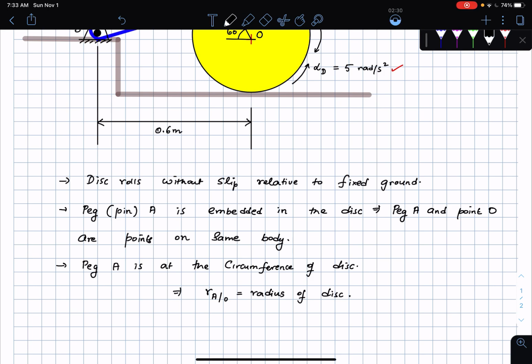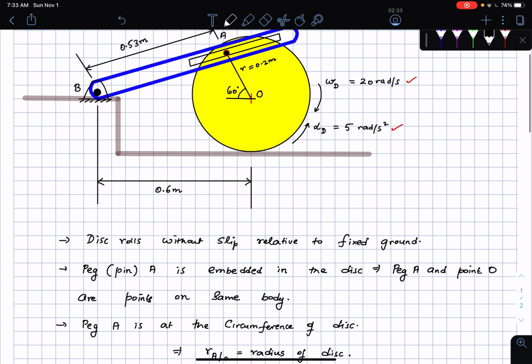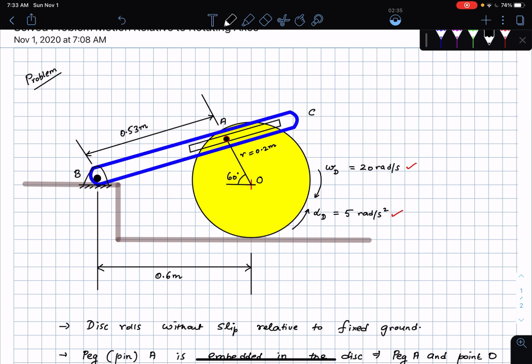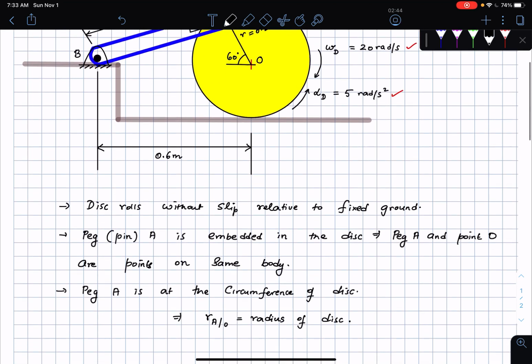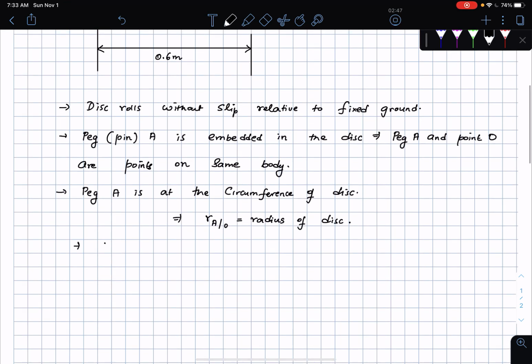The problem is also telling us about this. To begin with, I have a bar BC with a slot cut into it. This bar BC is pinned at the point B, and the peg is sliding within this slot, as you can see. So bar BC has a slot cut in it, and the peg A can slide within this slot.